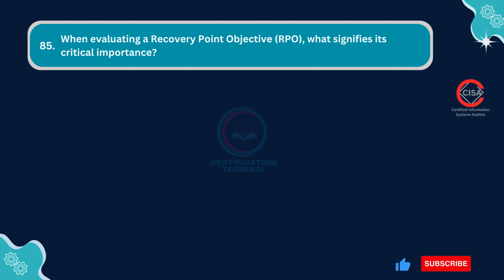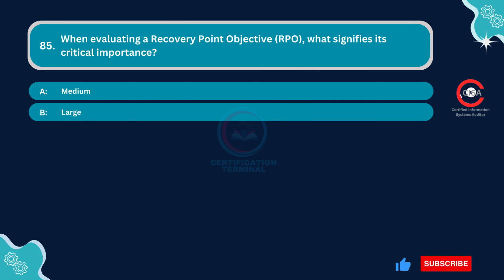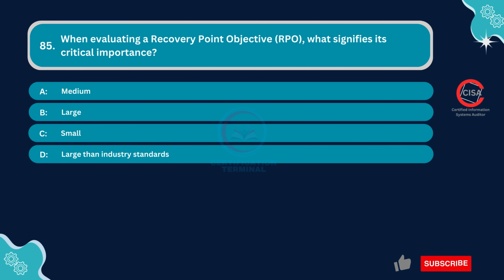Question number 85. When evaluating a recovery point objective, what signifies its critical importance? Option A, medium. Option B, large. Option C, small. Option D, larger than industry standards. The correct answer is Option C, small.